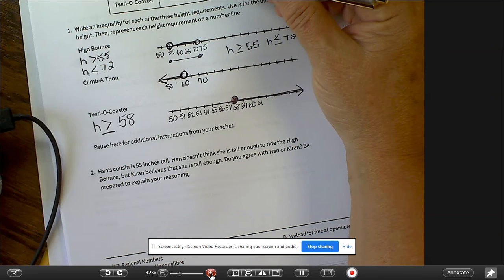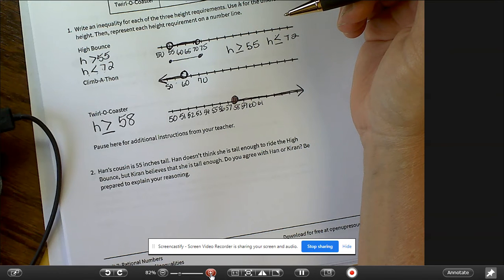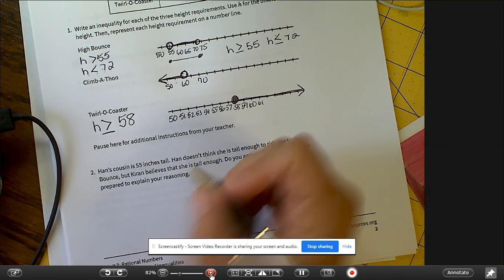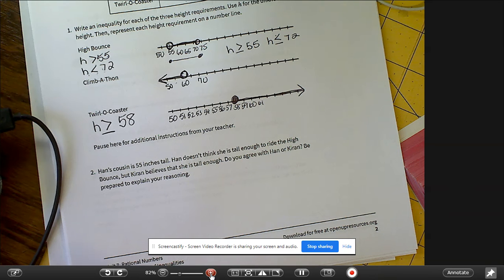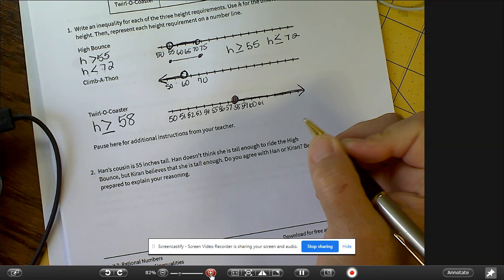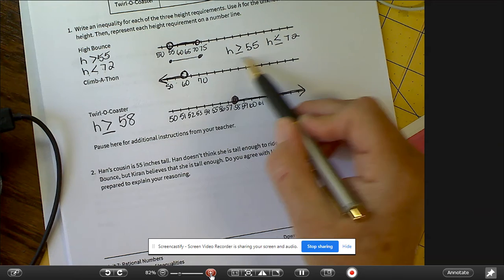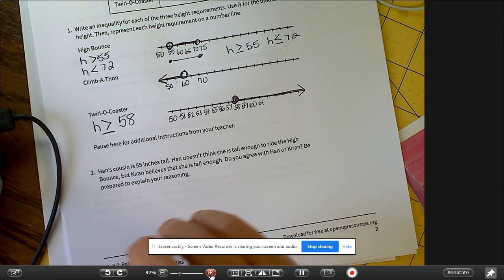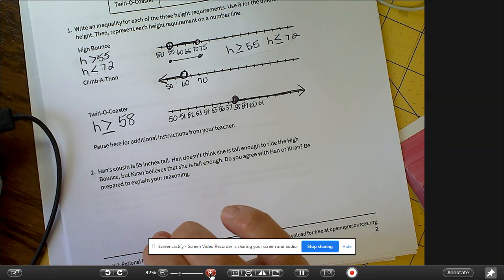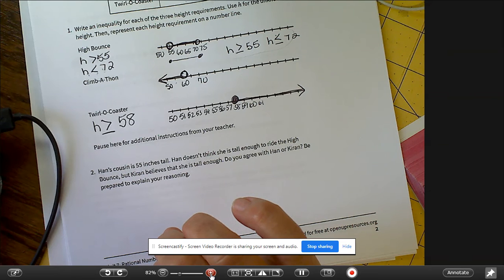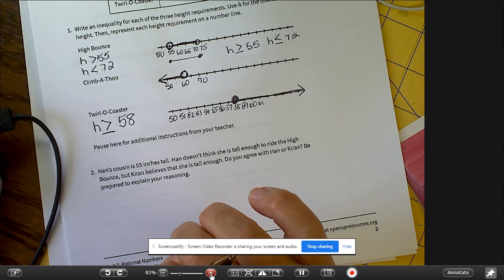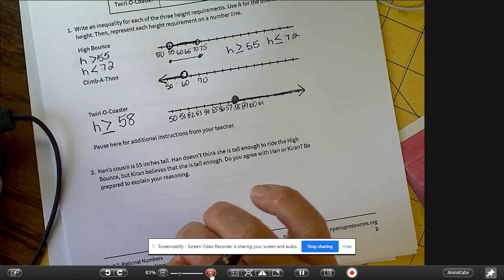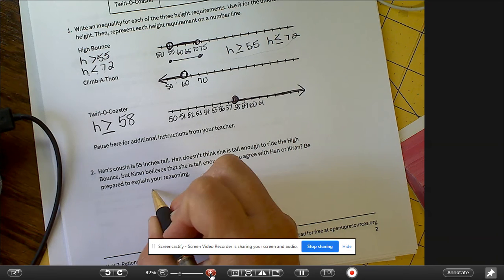So it depends how you interpret that, really, because it could go either way. So as long as you justify your answer here, because I would say it depends if you're looking at it as greater than or equal to 55, or if you're saying greater than 55, then she would have to be between 56 and 71, or 55.5 to 71.9 or whatever.